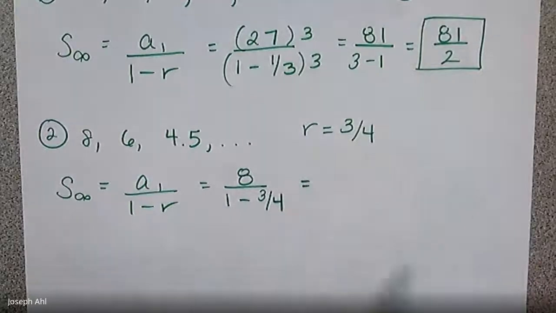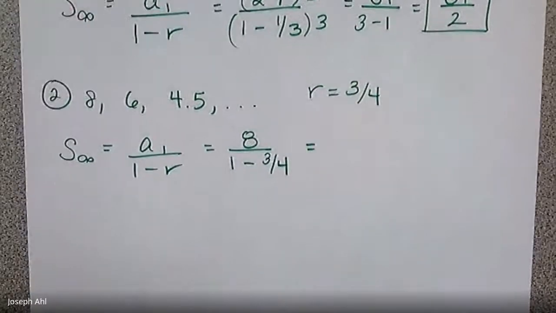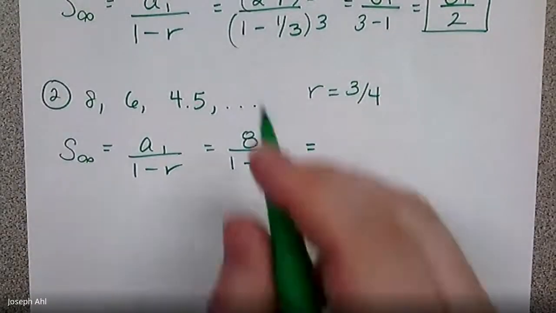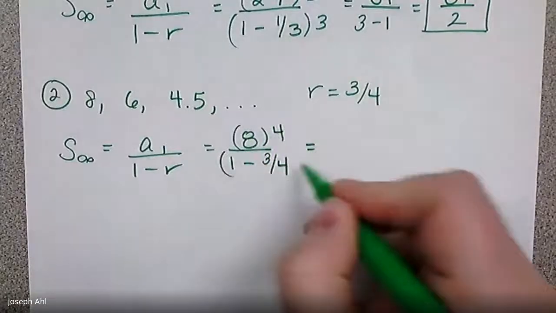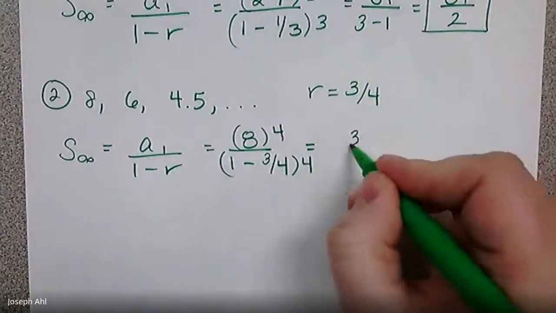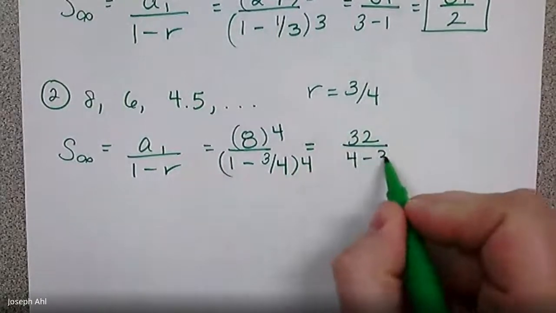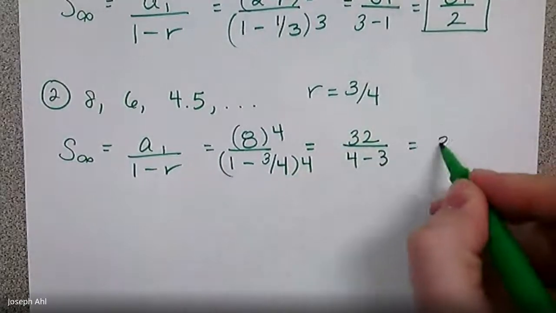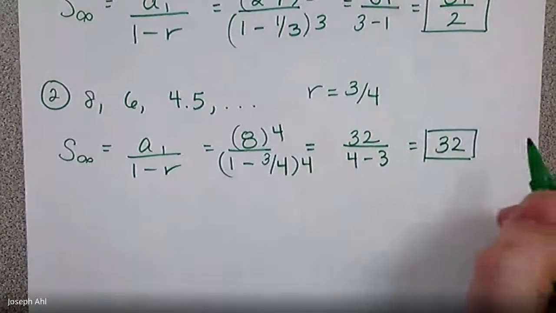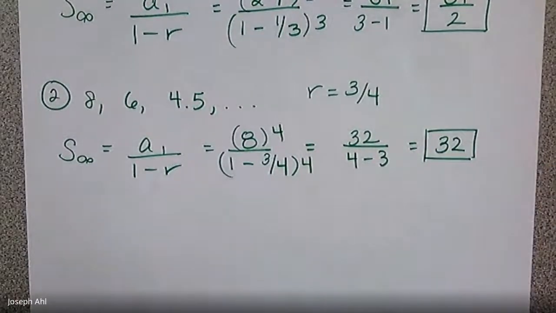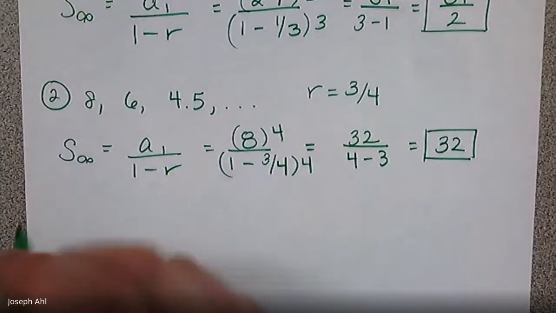Okay, but we're going to plug in that ratio of 3/4 here. So to simplify, just like I did in the last one, maybe multiply the top and bottom by 4. So we get 32 up top, distribute the 4 on the bottom, 4 minus 3, which is 1. 32 over 1 is 32, just like one that we started with today that had an infinite sum of 32.